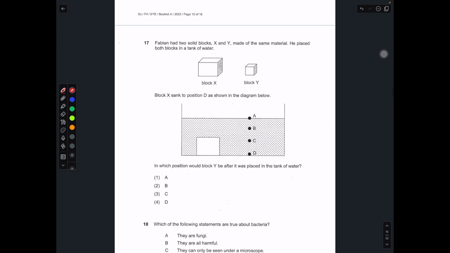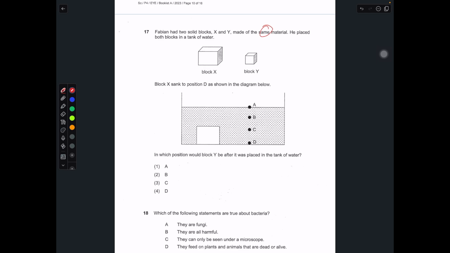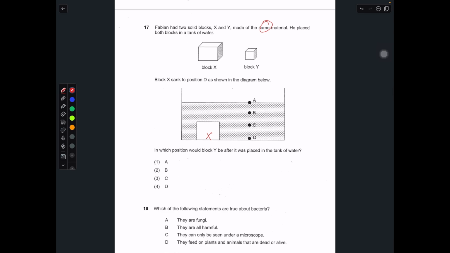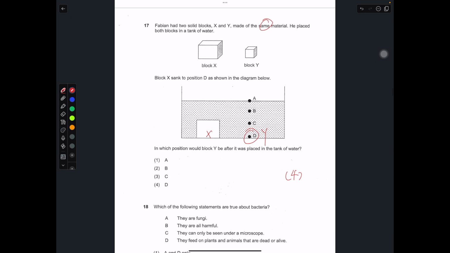Okay, so Fabian has 2 solid blocks X and Y of the same material. He placed both blocks in a tank of water. Block X sank to position D as shown in the diagram below. In which position will block Y be after it was placed in a tank of water? Block Y will be here, position number 4.